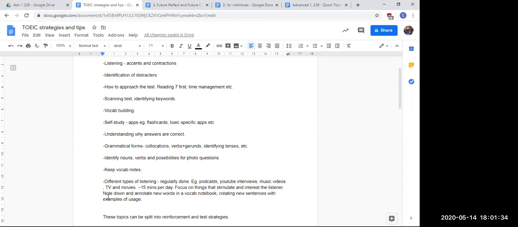There's an advice here that says, note down and annotate new words in a vocabulary notebook, creating new sentences with examples of uses. So for example, if we're watching Game of Thrones and we hear a new word, then we can write it down and then practice using it in sentences. So you can look it up in a dictionary, find a meaning, and then create your own sentences.